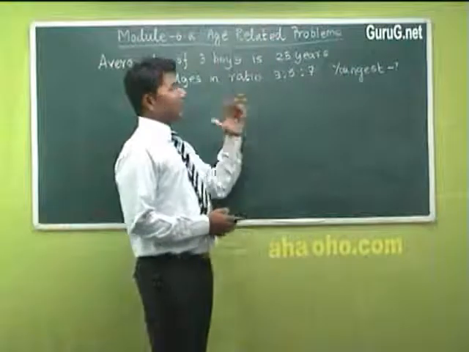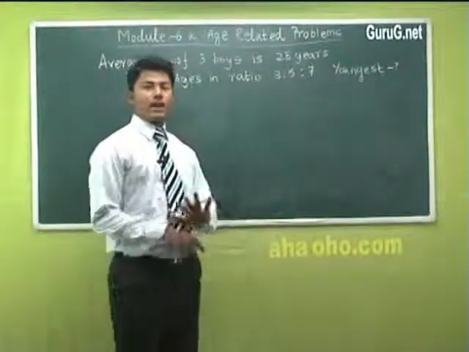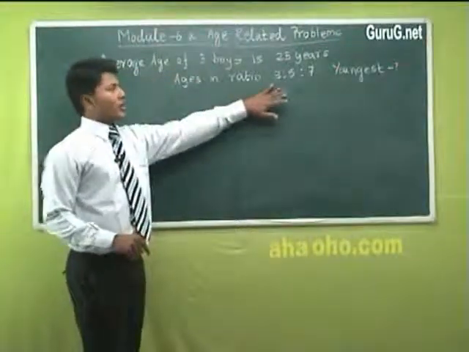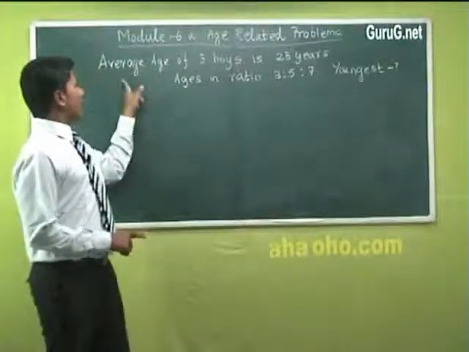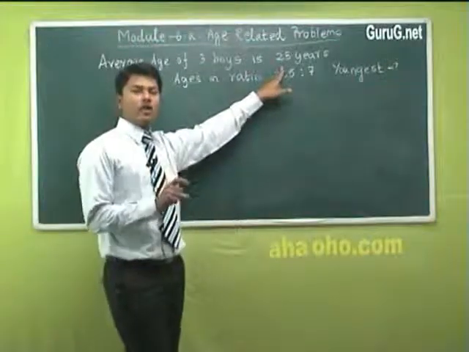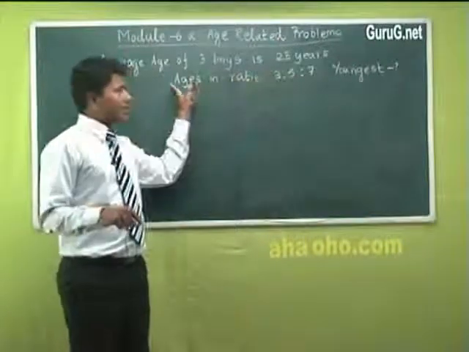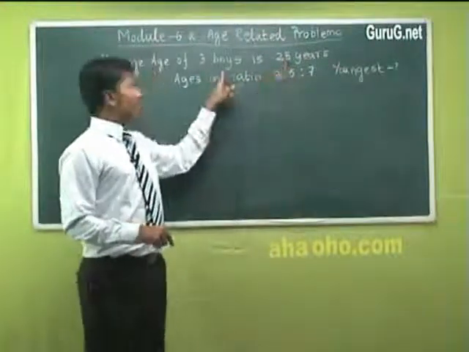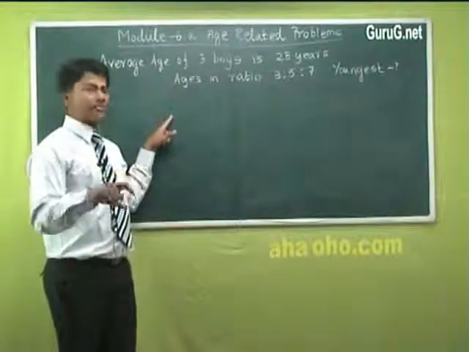This is a typical age related problem, and a good example because we'll come across all the modules that we have learned: average, ratio, and the basic arithmetical operations. It is given that the average age of 3 boys is 25 years. We have learned average is equal to the sum of all the elements divided by the total number of elements. The average is 25 years, the number of elements is 3, and we need to find the total age.